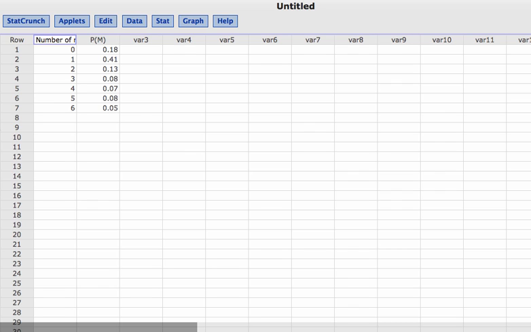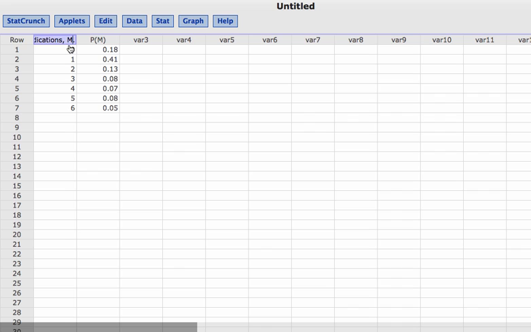I think you're going to like using StatCrunch to calculate the mean and standard deviation for a discrete probability distribution. In the example we just went over by hand, it was the number of medications, this was our random variable M, the number of medications that the people in our survey took daily.